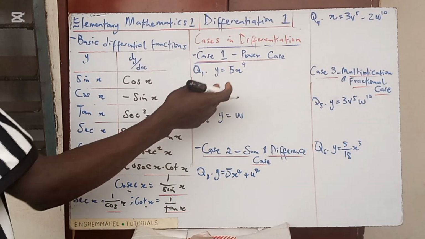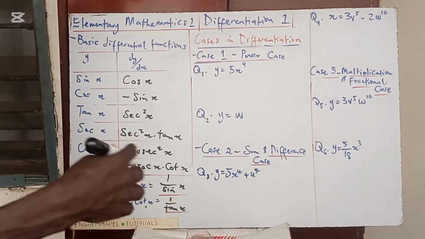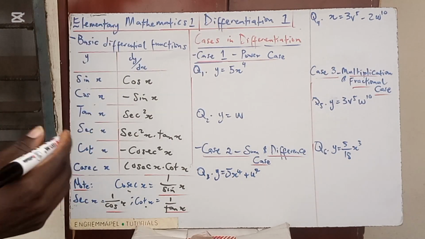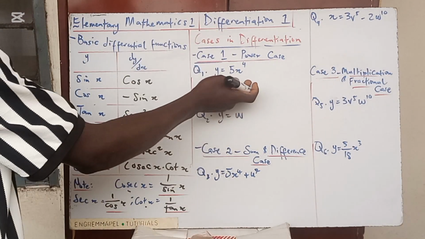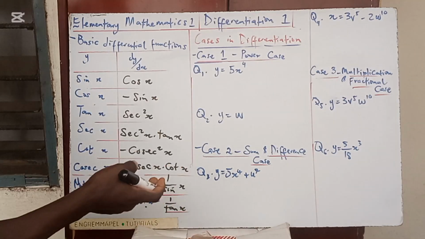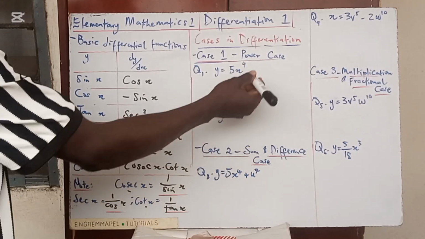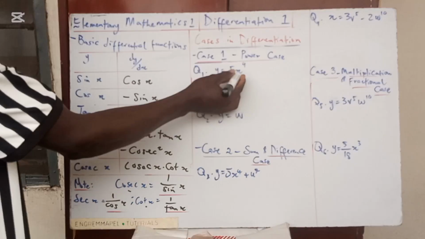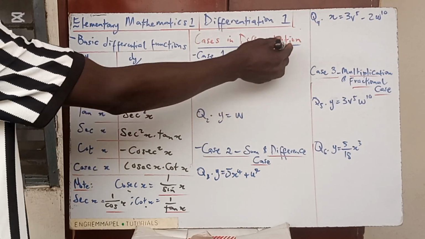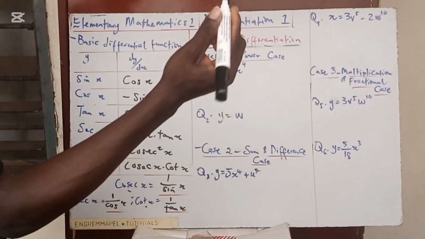Now the first one, the power case. This is when you are having something raised to a power. Mostly it's like a polynomial function. So you can have a polynomial function like this, and they ask you to differentiate it. When you are differentiating a polynomial function like this, you take the power, multiply it by the coefficient of the number, then that power will be minus 1. Do you get? So this is the logic.